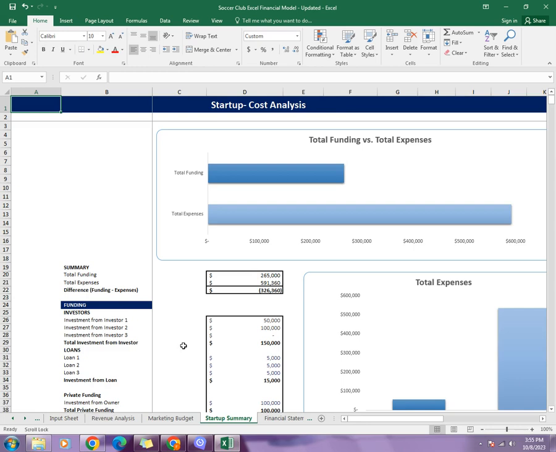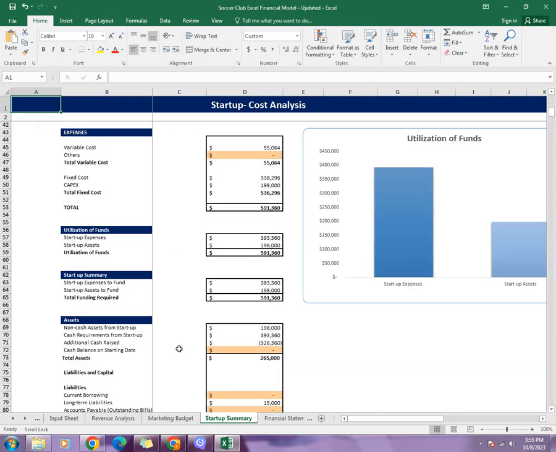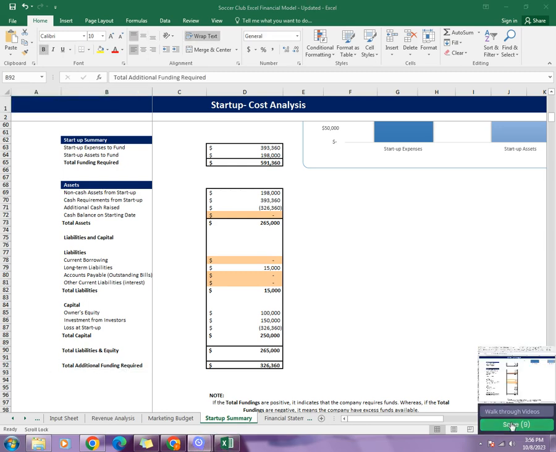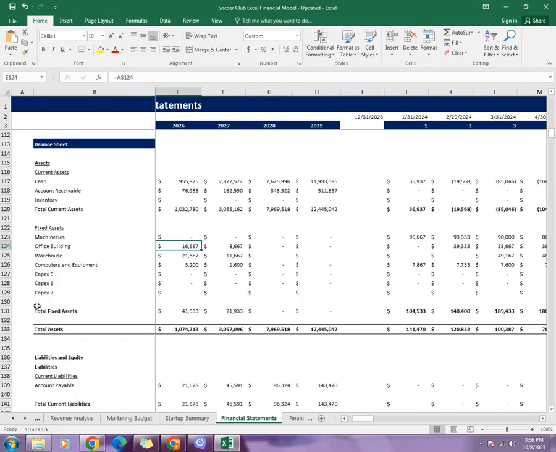Coming towards the startup summary, it gives you a brief on the first year of the company and tells you about the main costs, variable costs and fixed costs. It also tells you about the startup costs, and it also gives you the first year's balance sheet. That is, it gives you the total assets and total liabilities and equity. It also tells you about the total additional funds required for the business in the first year.